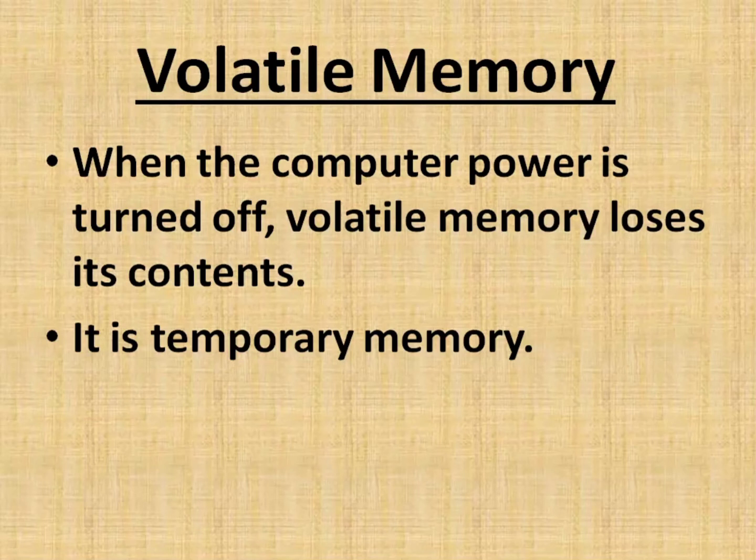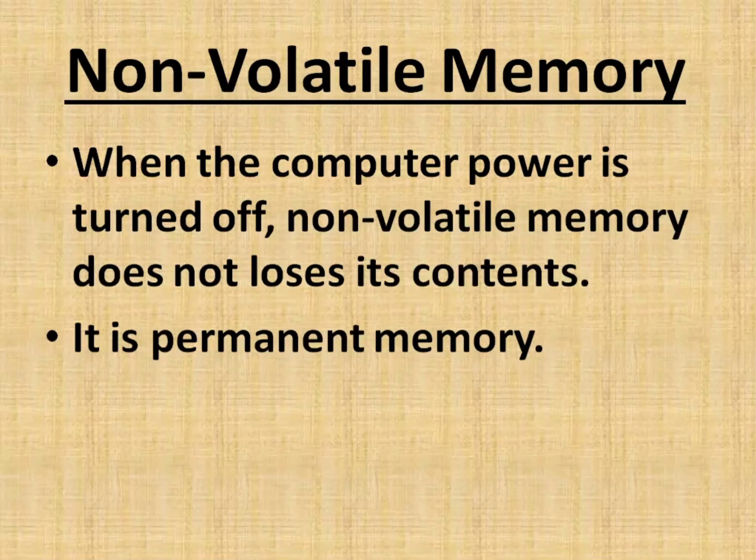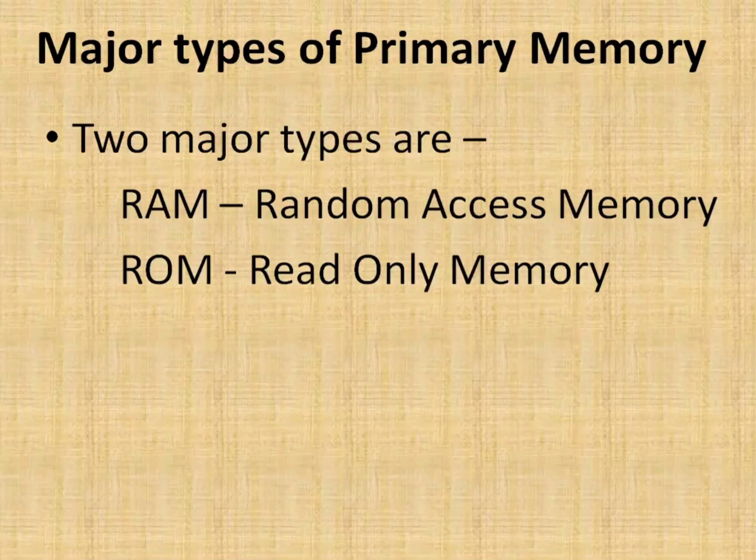When the computer power is turned off, volatile memory loses its content. It is called volatile memory. It is the temporary memory in the computer. The other one is non-volatile memory. When the computer power is turned off, non-volatile memory doesn't lose its content. It is permanent memory.